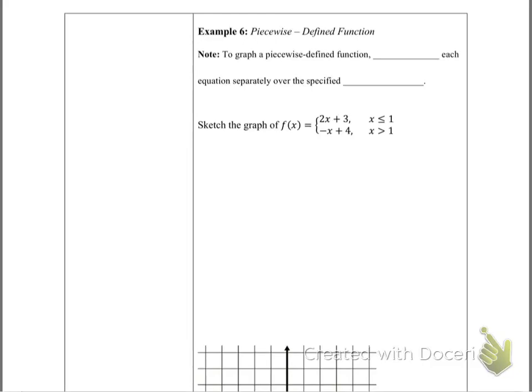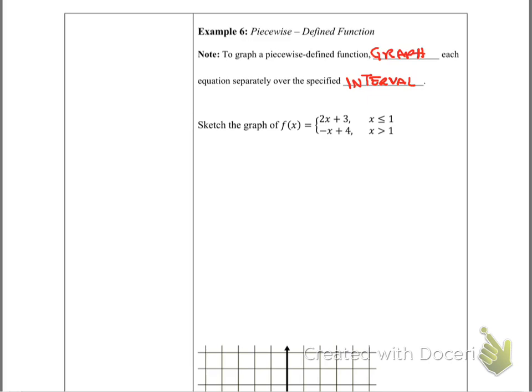Okay, so the last problem in this set of notes is piecewise defined functions. To graph a piecewise function, graph each equation separately over the specified interval. So this is just one function, but it has two equations, okay? And that's why we call it a piecewise function, because it's broken into pieces, all right?